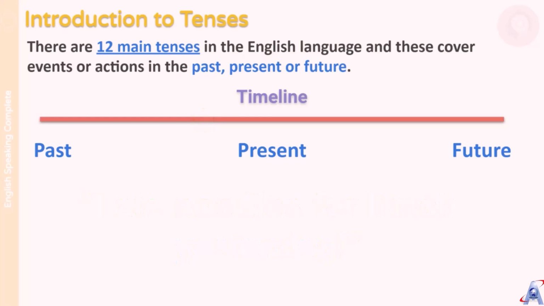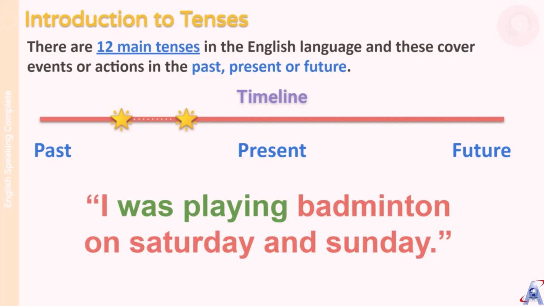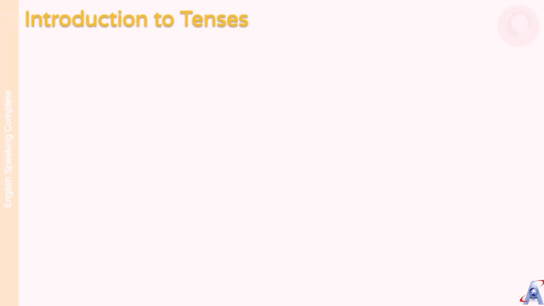But what about an event that started in the past and finished later in the past? How could we do that? Well, unless we have a good understanding of tenses, it would be difficult to do this. But in the English language, because the tense system is slightly more complicated than some languages, we can do this quite simply by using the past continuous tense. I was playing badminton on Saturday and Sunday. So there we can use a tense structure, was playing, to indicate that it was an ongoing, continuous process in the past.